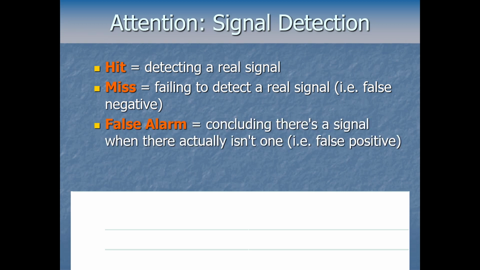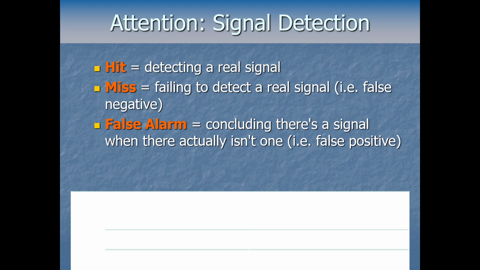However, there are other possibilities too. For example, a false alarm, where we've concluded there's a signal, but there actually isn't one. In other words, it's a false positive. It's thinking you found a tumor and going forward with a biopsy or surgery or something like that when there's not actually a tumor. This is just another term for a false positive.